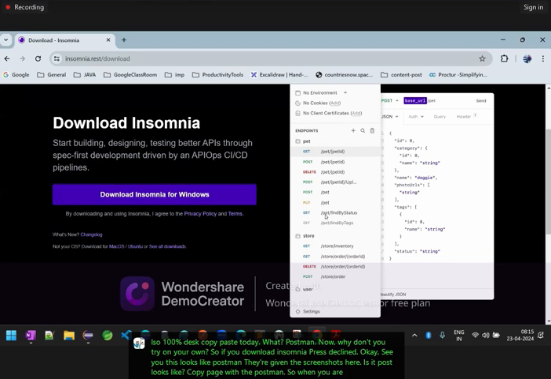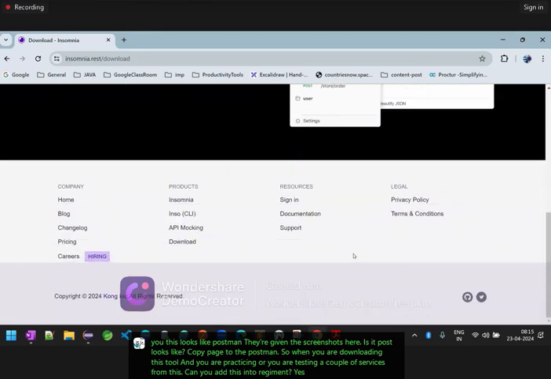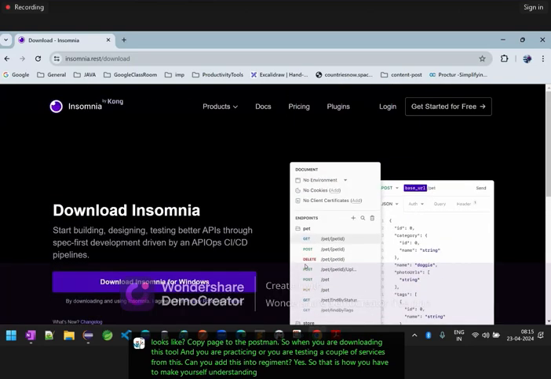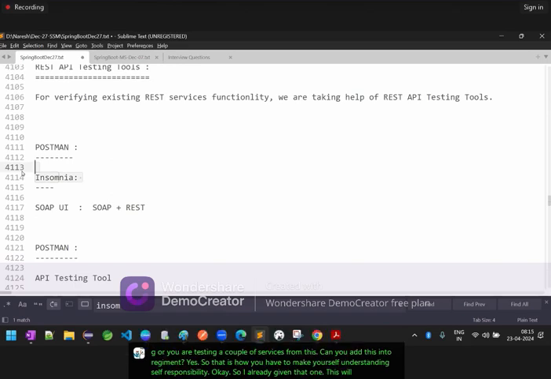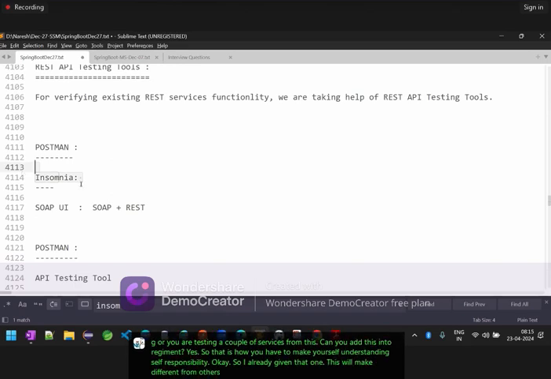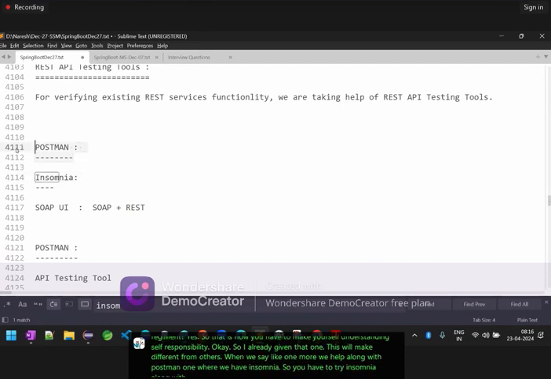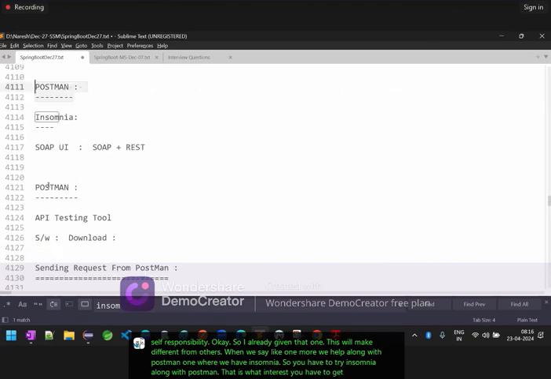When you download this tool and practice or test a couple of services with it, can you add this to your resume? Yes. That is how you have to make your self-understanding and self-responsibility. This will make you different from others. Along with Postman, we have Insomnia, so you have to try Insomnia along with Postman. That is the interest you have to develop. If you want, you can note down what you have to try.